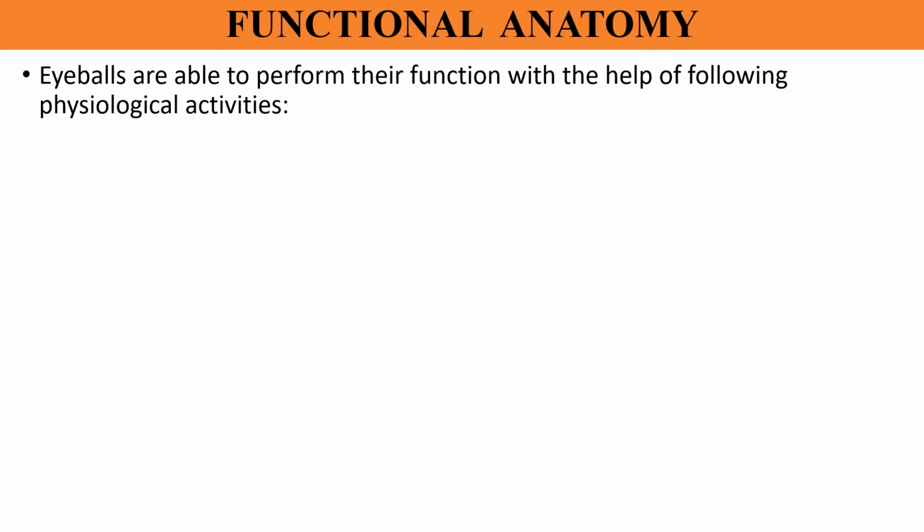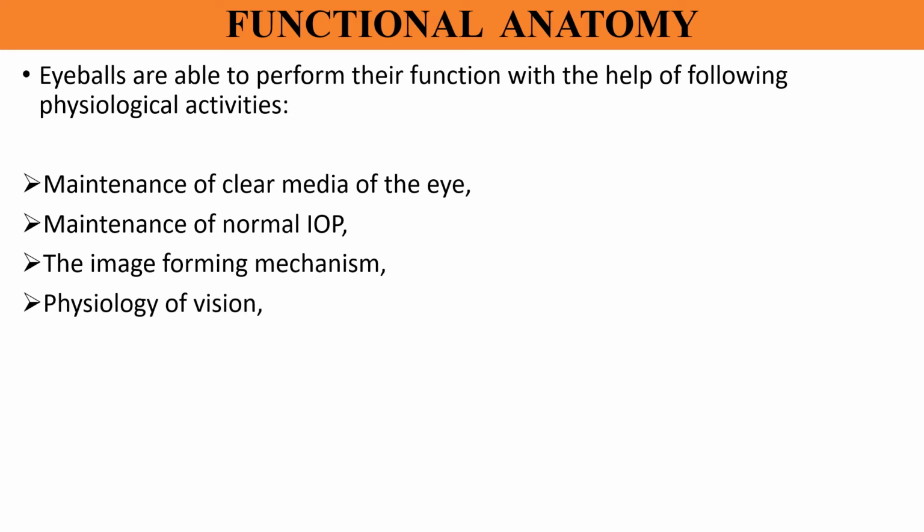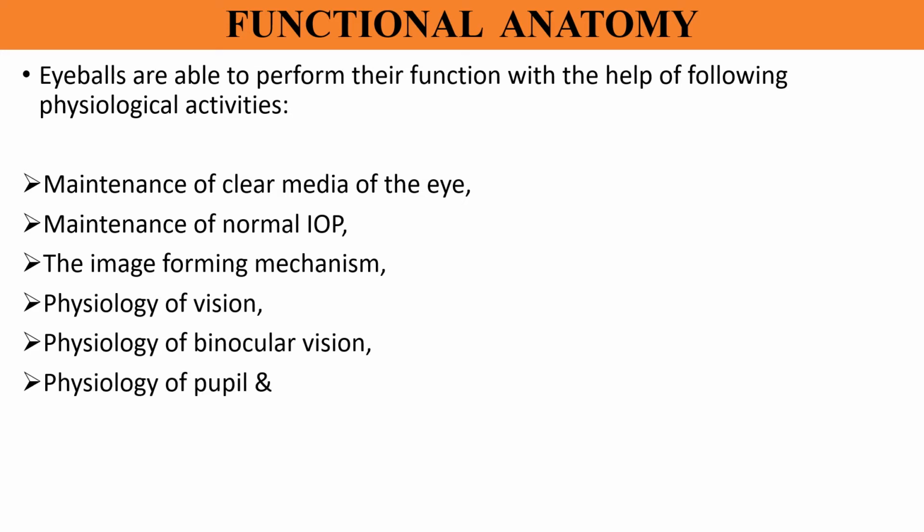These physiological activities are maintenance of a clear media of the eye, maintenance of normal intraocular pressure, the image forming mechanism, the physiology of vision, physiology of binocular vision, physiology of pupil, and physiology of ocular motility. Before discussing the details regarding these physiological activities in the eye, let us know first the broad outlines of the functional anatomy of the eyeball and related structures.